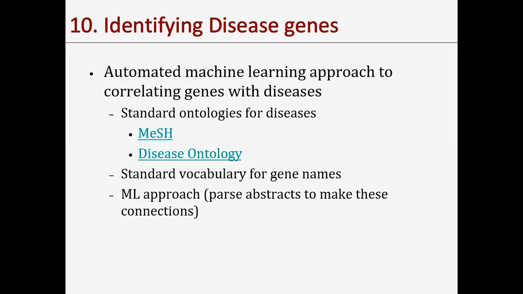Okay. Now, apart from these filtrations, machine learning approaches are also available to correlate the genes with the disease. Because now we understand that every population will have a different set of genes, and maybe in one population that variant is common, but in another population it could be pathogenic. So people are trying to automate this through machine learning approaches.